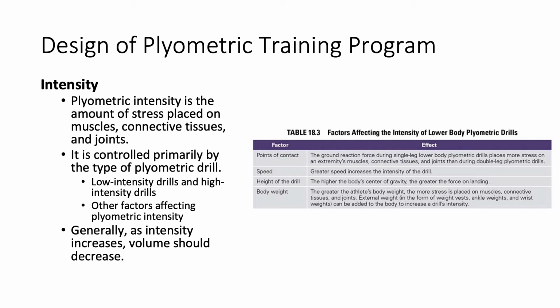Plyometric intensity is the amount of stress placed on the muscles, connective tissues, and joints. The amount of stress will be based on the drill that you prescribe. For instance, skipping is a low-intensity plyometric drill, while depth jumps are a high-intensity drill and place a lot of stress on the muscles and joints. Other factors such as points of contact, speed, height of the drill, and body weight will also affect the intensity of lower body plyometric drills. As you can see on the table to the right, you can see the different factors and the effect. In general, as intensity increases, volume should decrease.